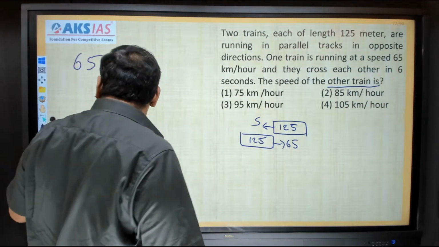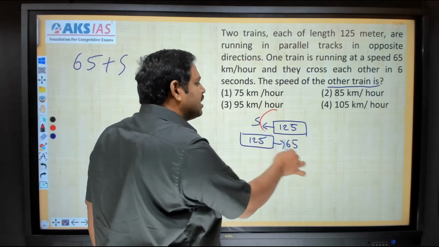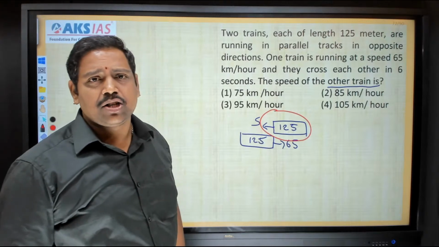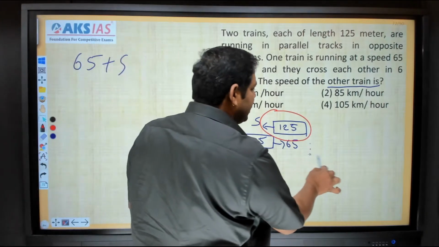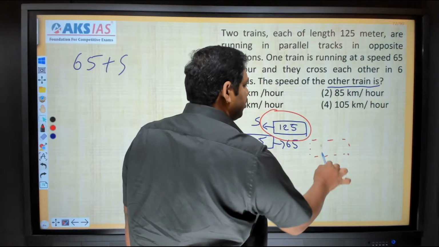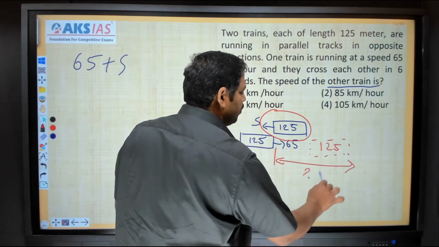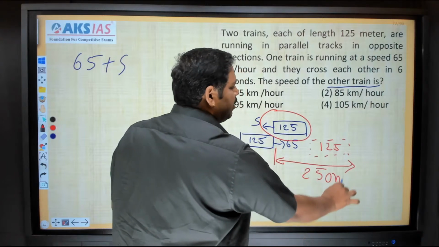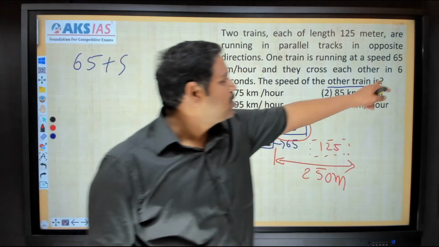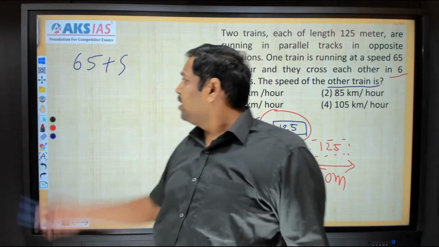When I started using relative speed, I'm imagining one train is at rest. If it is at rest, then it has to travel up to this. So the distance it has to travel is 125 plus 125, total 250 meters. Distance traveled is 250 meters and it requires 6 seconds.